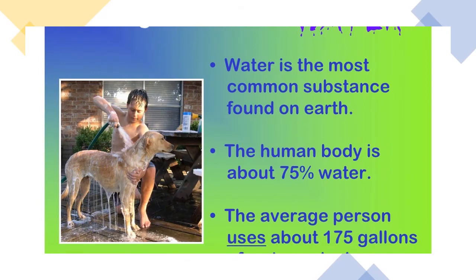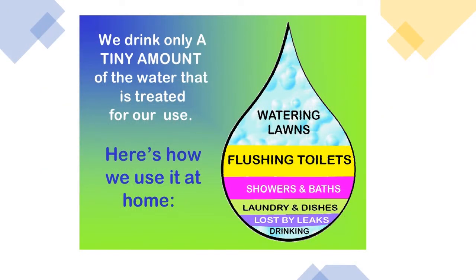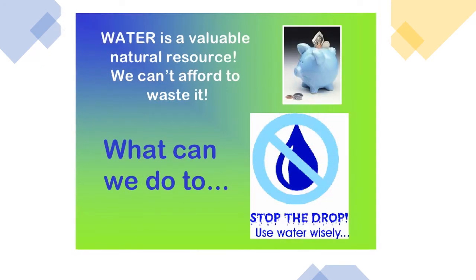The average person uses about 175 gallons of water in daily routine. We drink only a tiny amount of water that is treated for our use. Here's how we use it at home. You have a list of the water usage in different fields. Water is a valuable natural resource. We can't afford to waste it. So what can we do? How can we preserve water? You have to make a list of how we can sustain water development, or sustainable water.